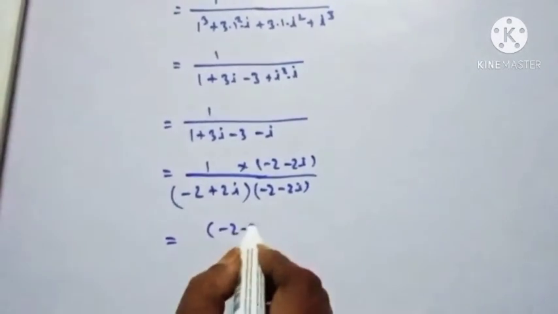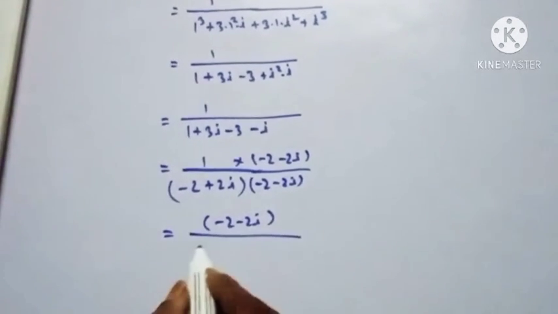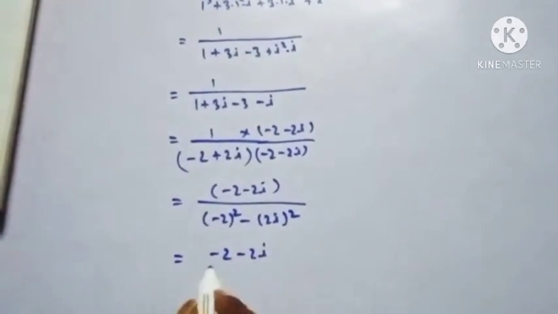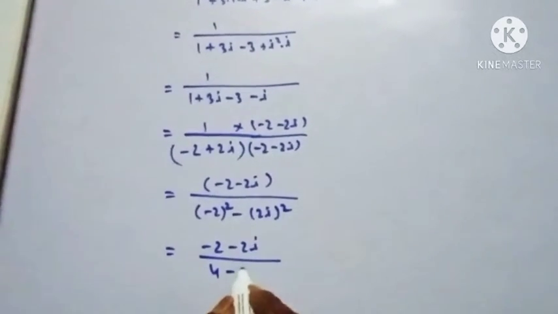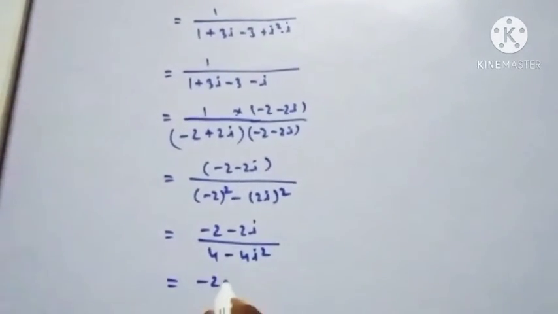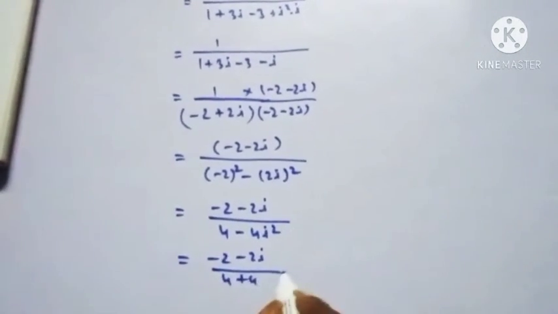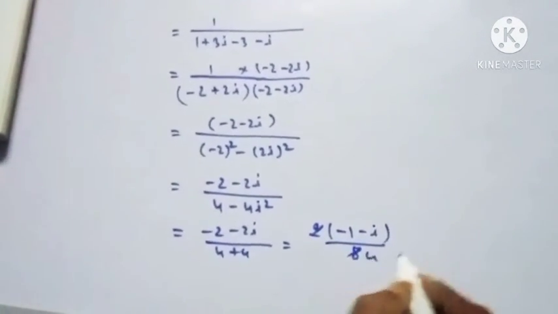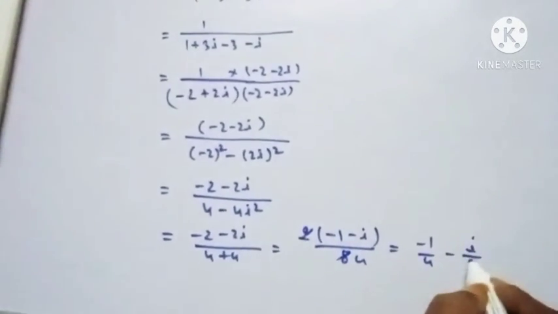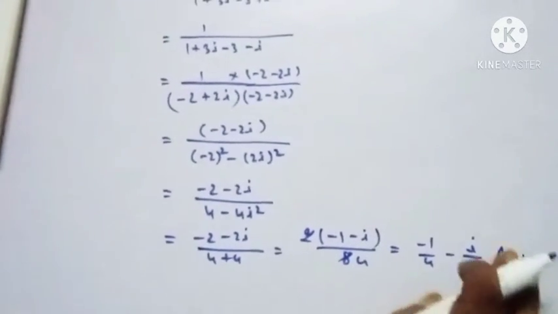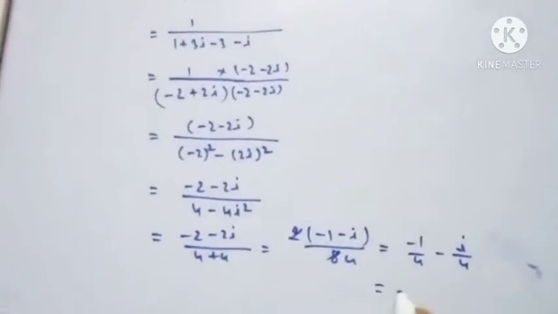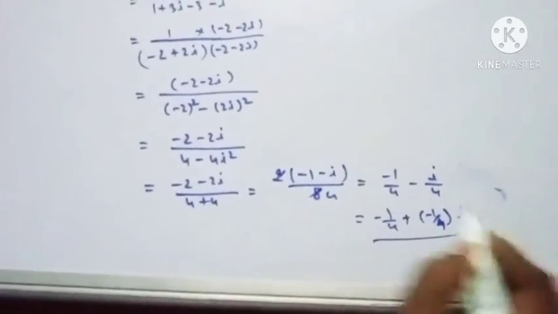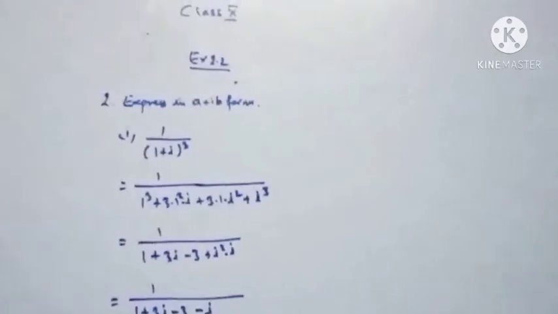Now multiplying denominator and numerator by minus 2 minus 2i, so this will be minus 2 minus 2i by, a plus b into a minus b, a square minus b square, so this will be minus 2 minus 2i by 4 minus 4i square, so this will be minus 2 minus 2i by 4 plus 4, so 2 common, minus 1 minus i by 4, this is minus 1 by 4 minus i by 4. This is your answer. Oh, one minute, we have to express in the form a plus ib, so I will write it like this: minus 1 by 4 minus 1 by 4 i. This is your answer. Let me check the answer, exercise 2.2.